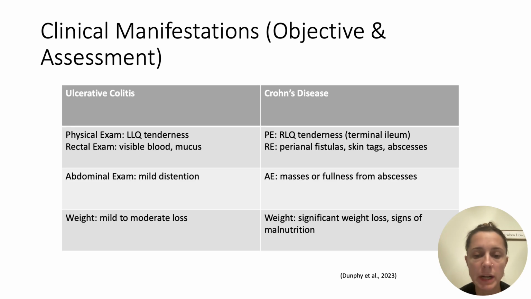You will want to perform a rectal exam on these patients. With the rectal exam for UC, you could see visible blood and mucus. And then with the rectal exam for Crohn's disease, you may see perianal fistula, skin tags, or abscesses.